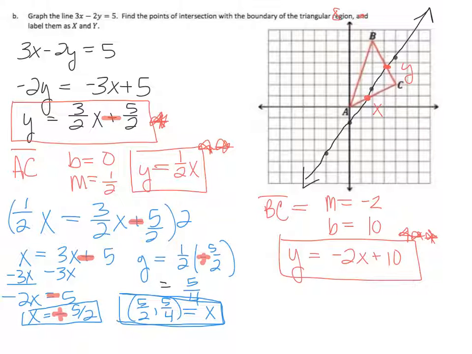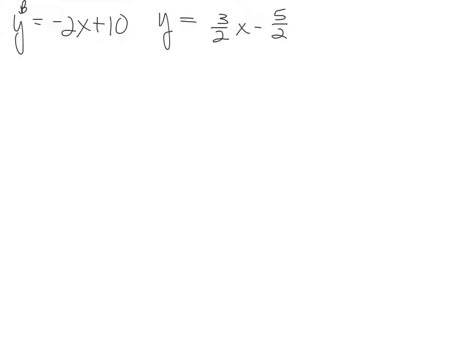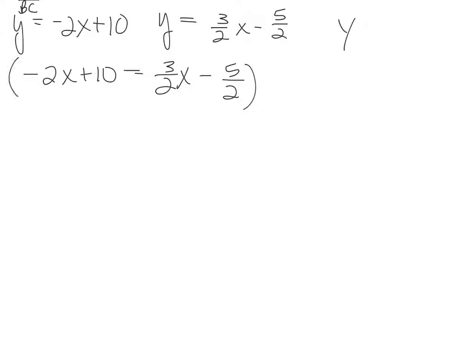Okay, new slide for y. Here were the other 2 systems of equations. I have segment BC and the equation that was given to us, the line that was given to us that's cutting through. I'm trying to find y right now. So let's set these equal to each other. 3 halves x minus 5 halves. And again, I'm going to go ahead and multiply the whole thing by 2, just because I don't like fractions as much as you don't like fractions, right?